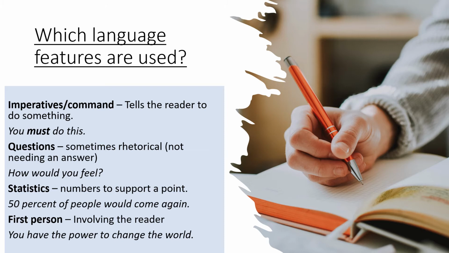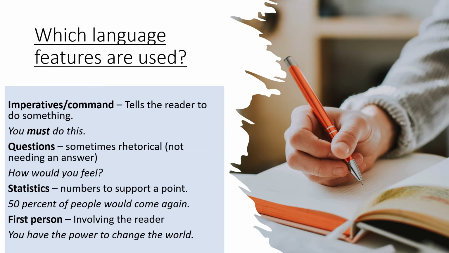Questions, okay, so sometimes it can just be a question, sometimes it's rhetorical, often it is rhetorical in a text. Rhetorical means it doesn't need an answer, but it makes somebody think and question it, such as, how would you feel? Next we have statistics or numbers or dates, and that's to support your point and make it a lot stronger. So 50% of people would come again is quite persuasive. Well, I would have chosen a much higher percentage myself.